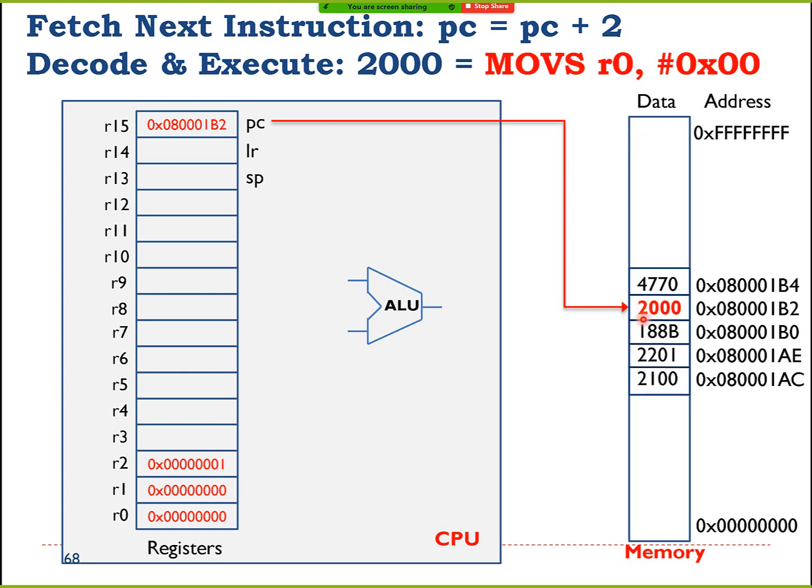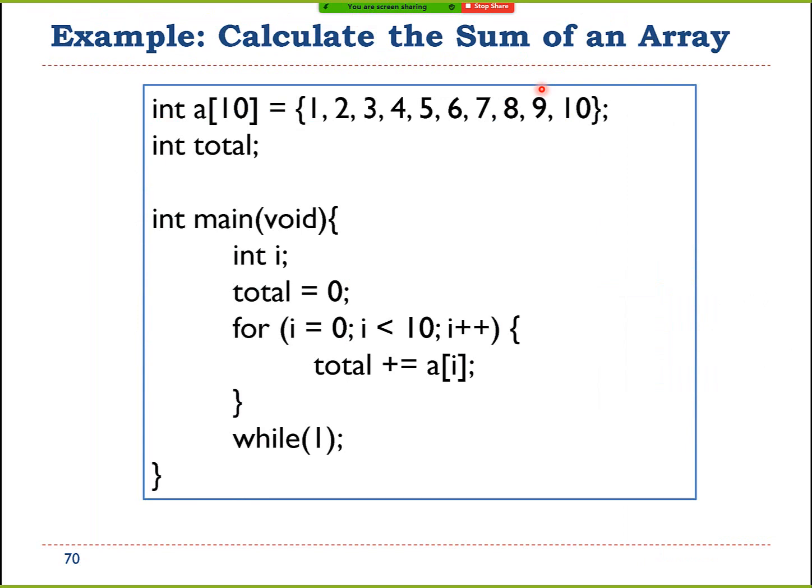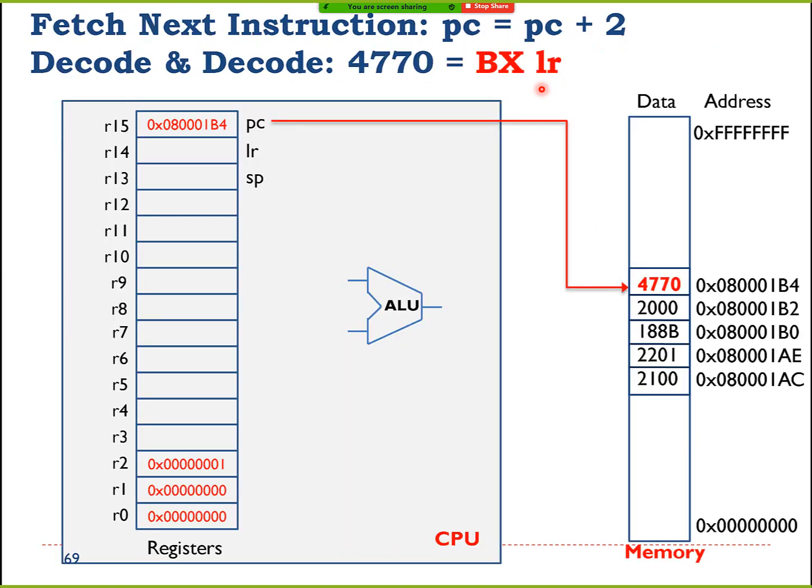Now the next instruction is 2000, right? It means move 0 to R0. So it already has 000 here. And the next instruction is branching. So you need to return to the link register, and we will be learning about the return and link registers later. So you will be completing your execution, right? This is the last instruction for that C code that we had.